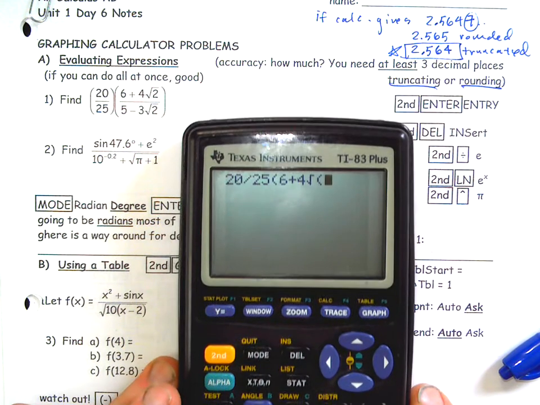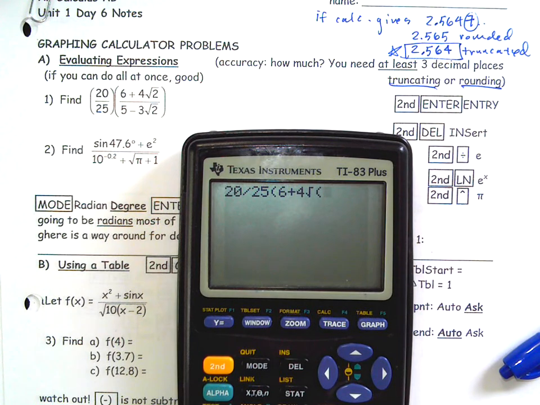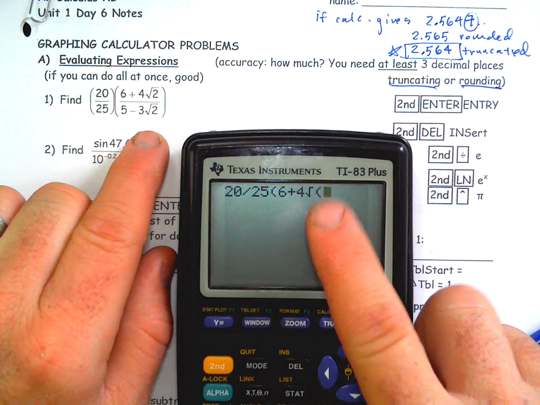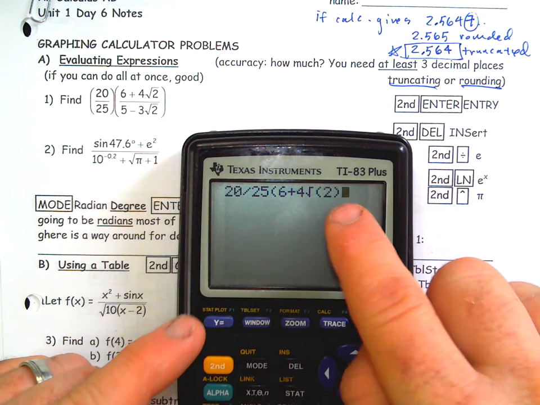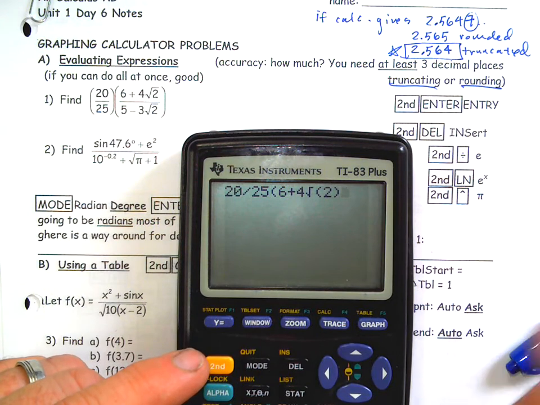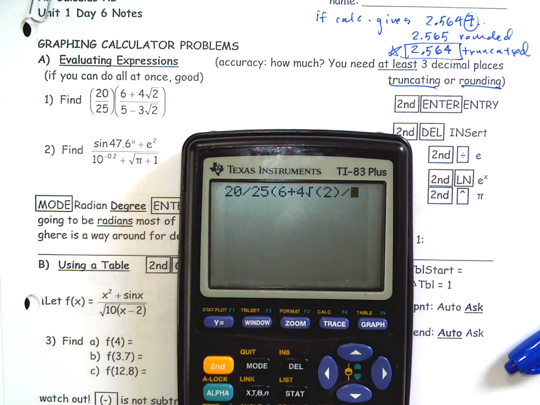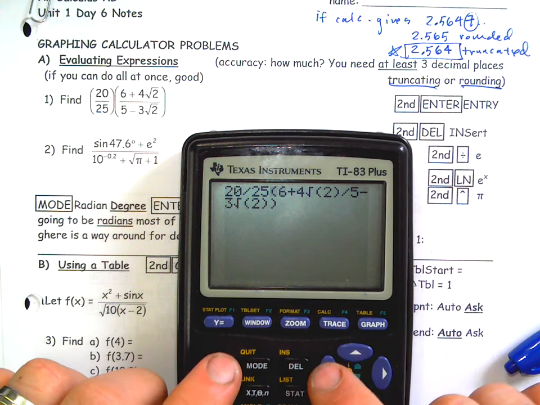A lot of the buttons, the second button is the inverse function. Square roots are inverses of x squared. Logs are inverses of 10 to the power. Now, a lot of these functions, when you select them, open up some parentheses, so you've got to make sure to close those parentheses. Otherwise, everything after this is going to be inside that square root. Okay? Divided by 5 minus 3 square root 2. So I'm just typing it the way it was originally written.